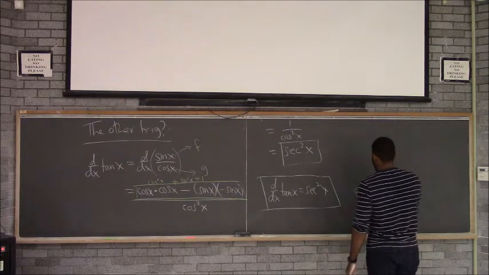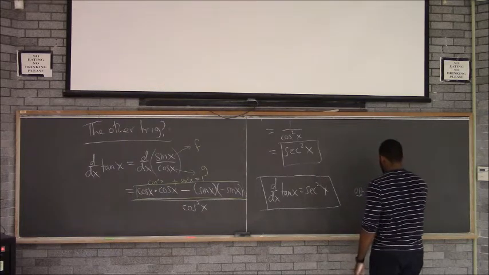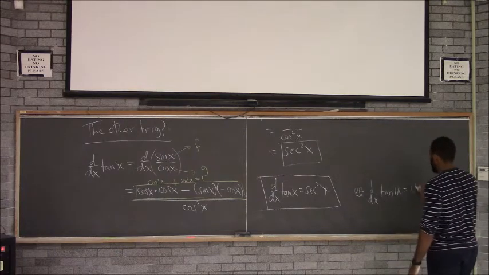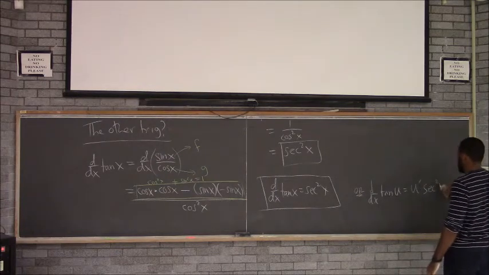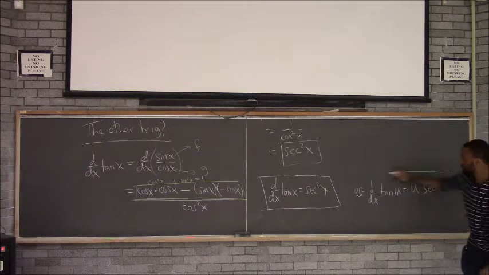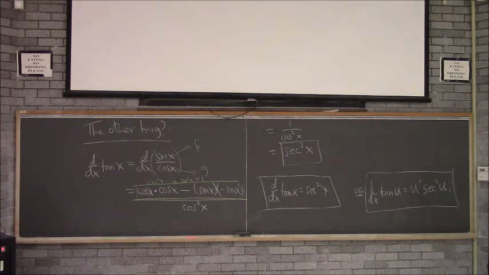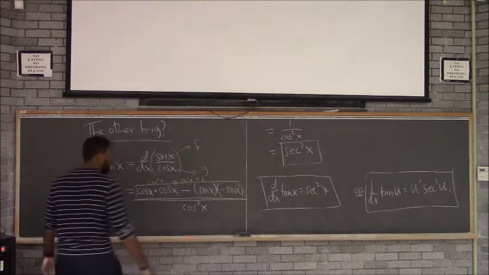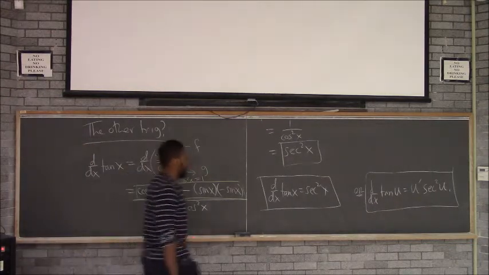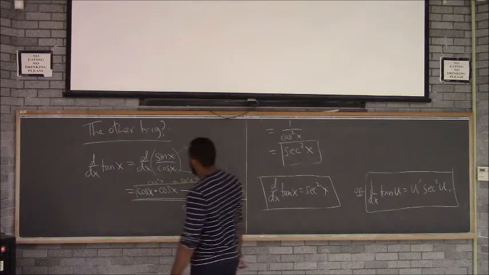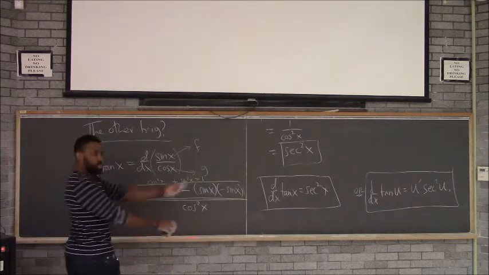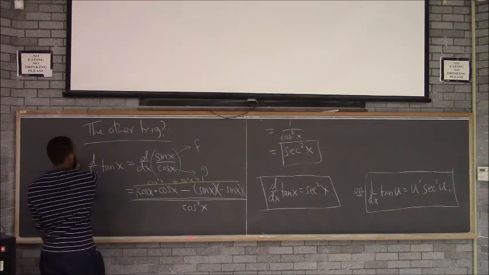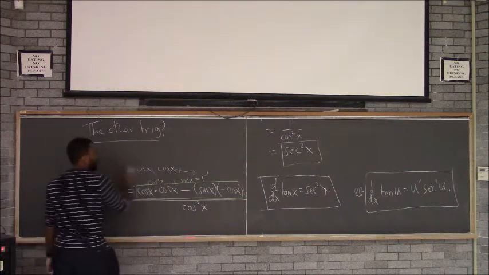Or if you want to do the chain rule, the derivative of tangent of anything is u prime times the secant squared of that thing. That's how we differentiate the tangent function. So that's just something we know. The derivative of tangent is secant squared. Memorize that. What about the other trig functions?